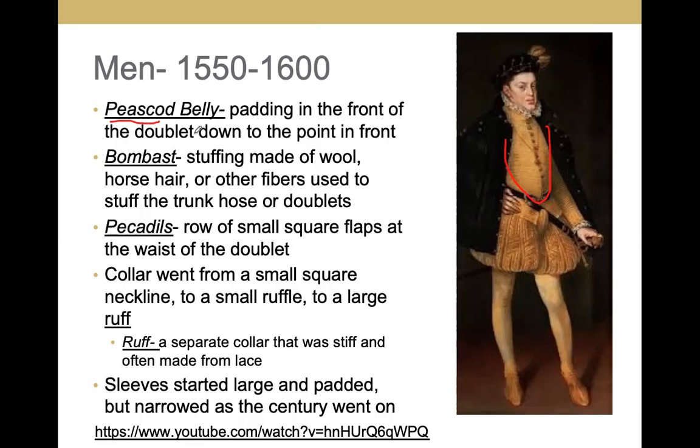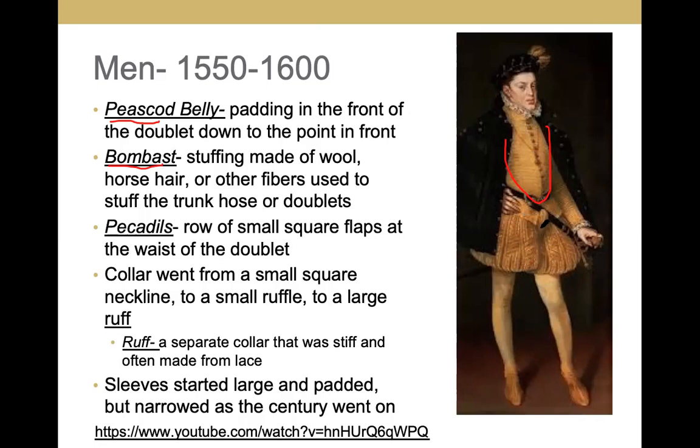They would stuff the Peascod belly and the trunk hose with what was called bombast. So bombast is basically stuffing. Now when we stuff a pillow, we typically use polyester fiberfill or something, but they didn't have that then. So they would just use whatever fibers they could find: wool, horsehair, hay, anything. They would stuff the trunk hose and the Peascod belly so it would be really full and big.